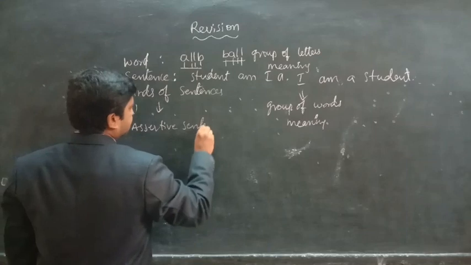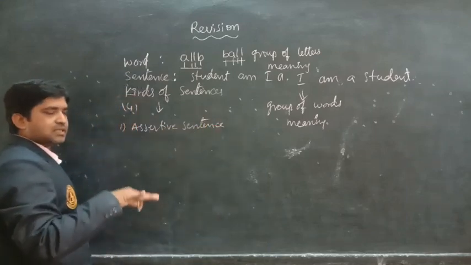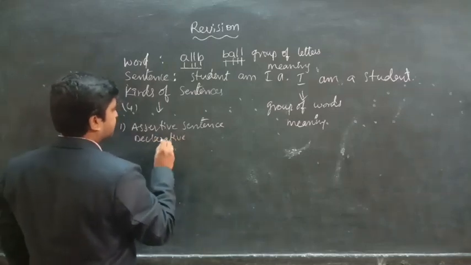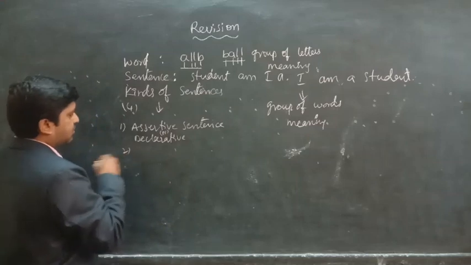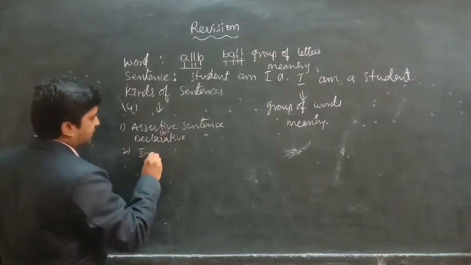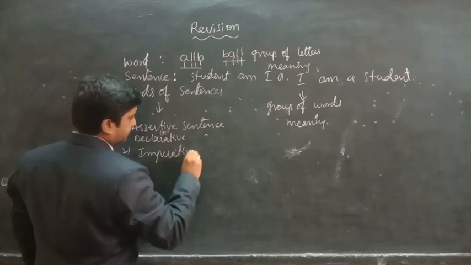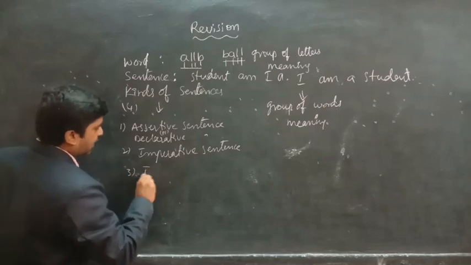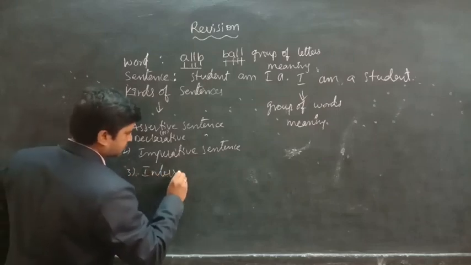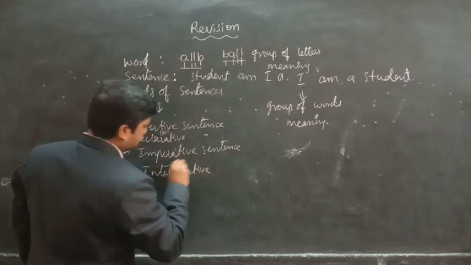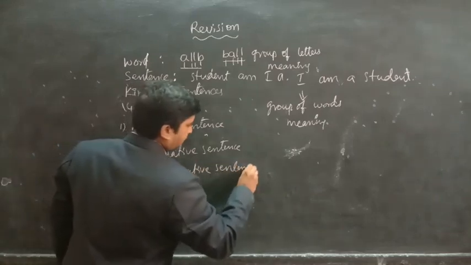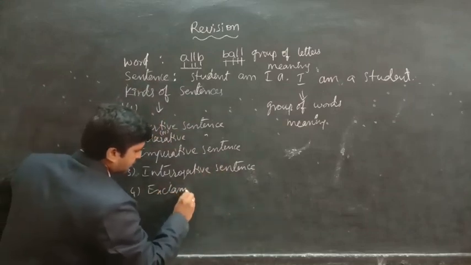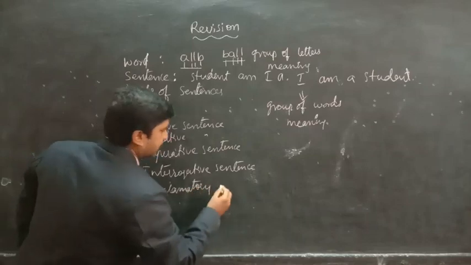assertive sentence. This assertive sentence is also called declarative. And imperative sentence. And the third one is interrogative sentence. And the fourth one is exclamatory sentence.